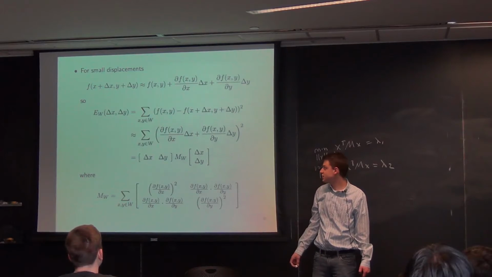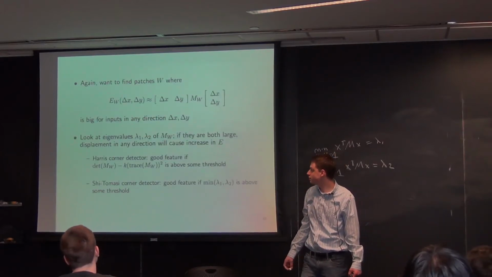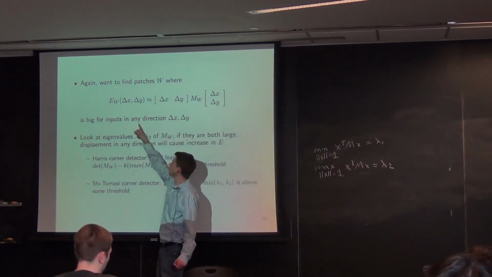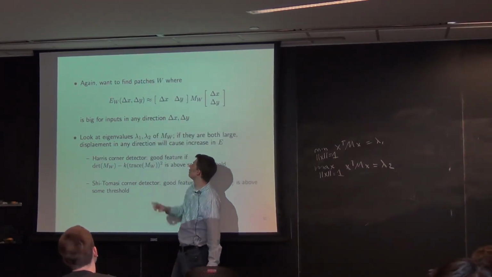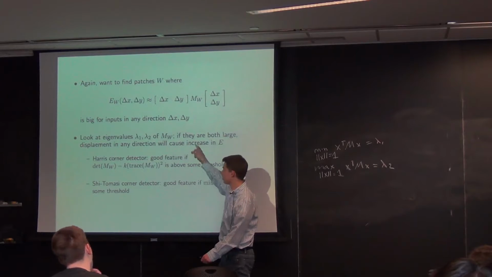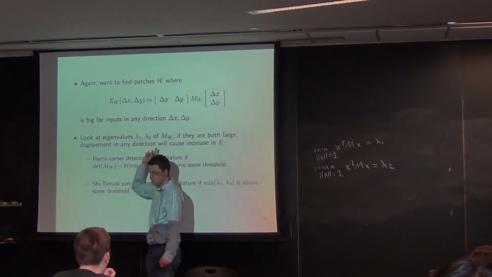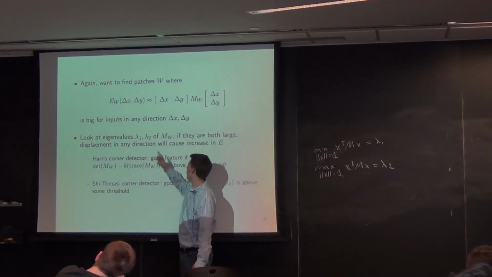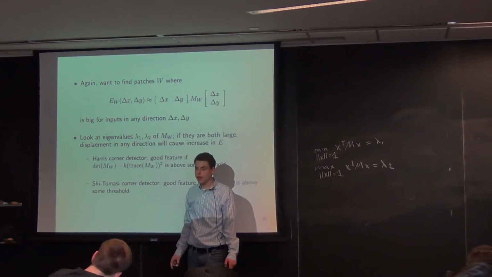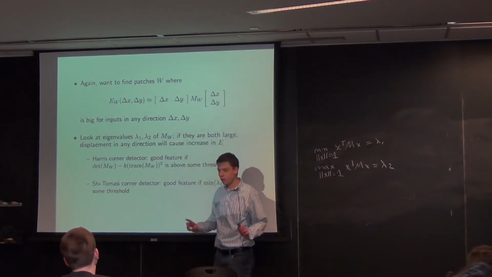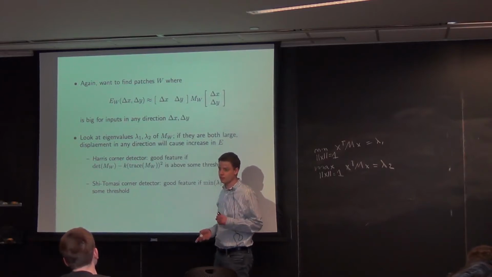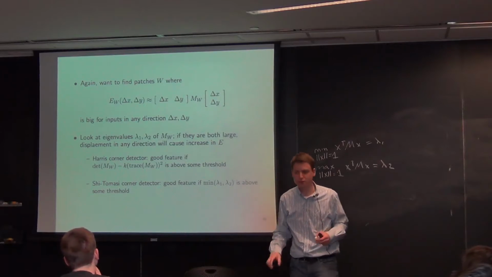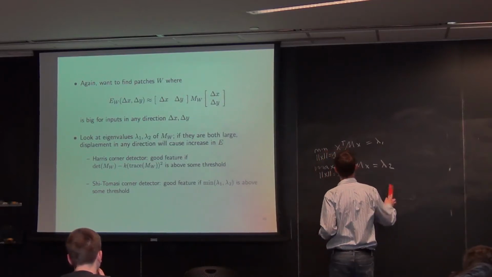All right, so that's the key here. So the way you do this is we know that we want to find patches where this thing is big for inputs in any direction. The way we do this then is we compute eigenvalues of this matrix M of W. And if they are both big, that is a good feature. If they're both small, actually, so this should have been my test question.